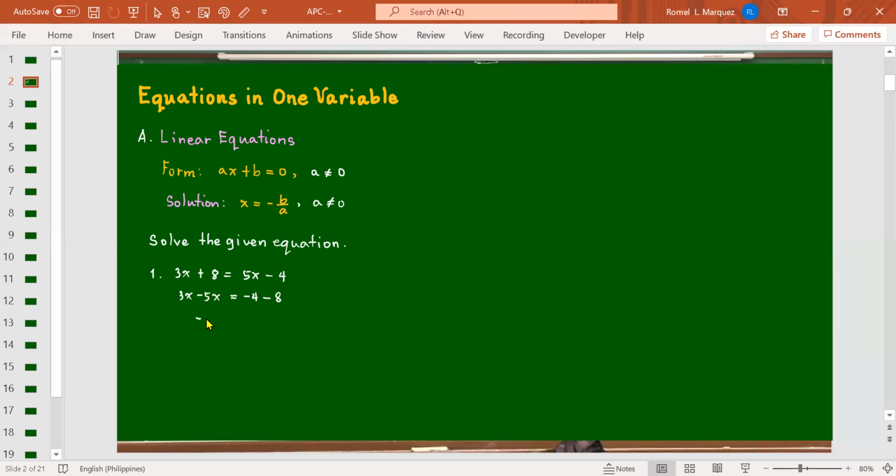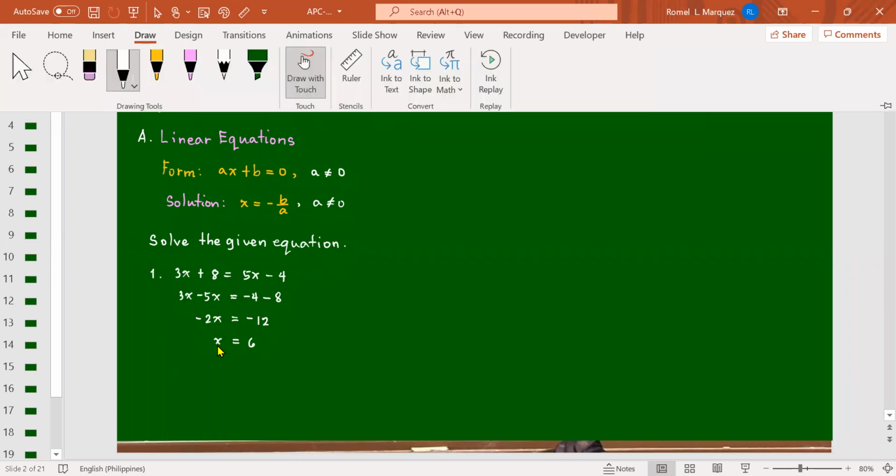Simplifying the left side, we get negative 2x. The right side, we have negative 12. Dividing its side by negative 2, we have x is equal to positive 6. So the solution to this equation is x equals 6.